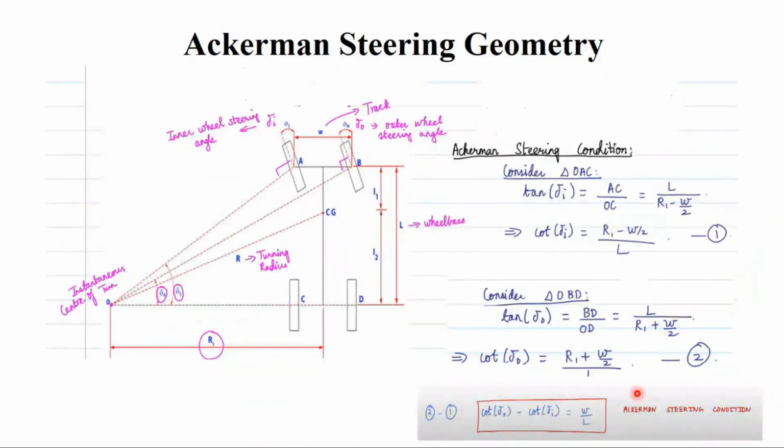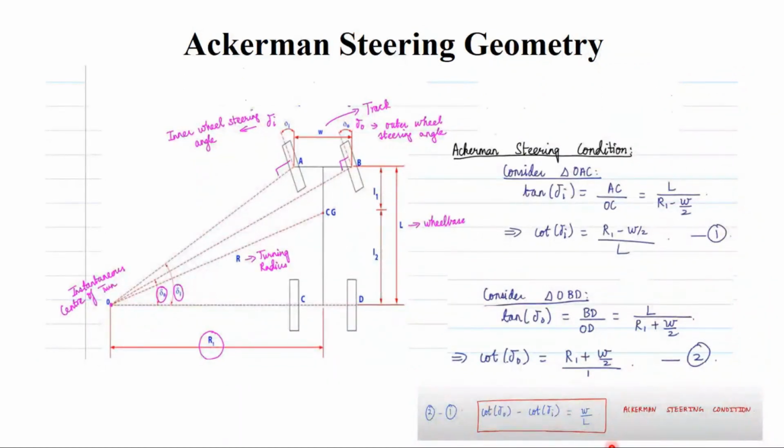Similarly, for triangle OBD, we take cot theta, the reverse of tan theta in this triangle. BD is nothing but the wheelbase L. And let us take OD. OD is nothing but R1 plus W by 2, which is like this. And when you take cot theta, the inverse of tan theta, it will be R1 plus W by 2 by L.